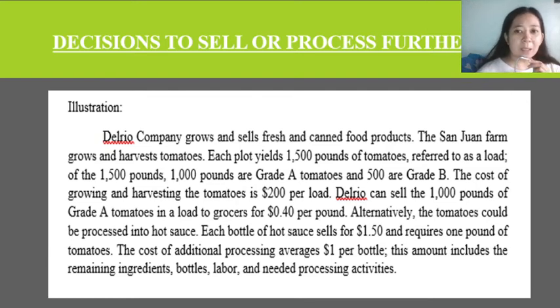Del Rio can sell the 1,000 pounds of grade A tomatoes in a load to grocers at $0.4 per pound. Alternatively, the tomatoes could be processed into hot sauce. Okay, so if they process it further, they will convert it into hot sauce. Each bottle of hot sauce will sell for $1.5 and requires 1 pound of tomatoes. The cost of additional processing averages $1 per bottle. This amount includes the remaining ingredients, bottles, labor, and needed processing activities.